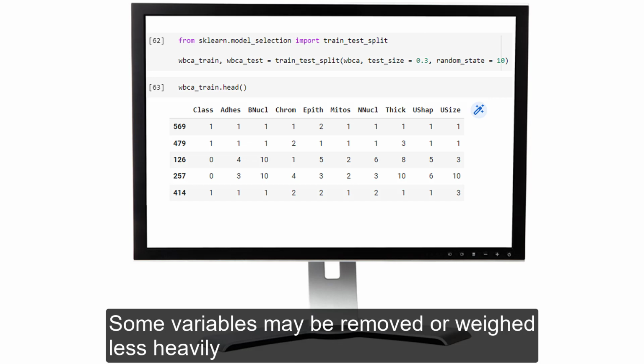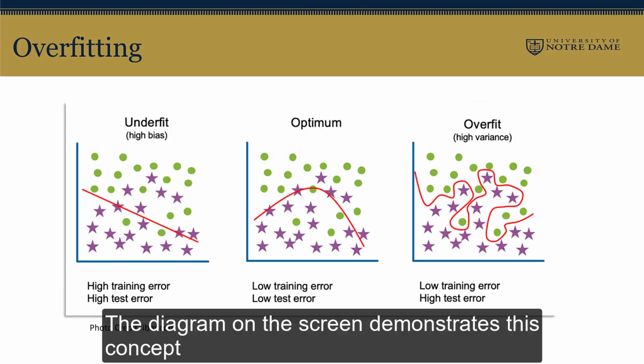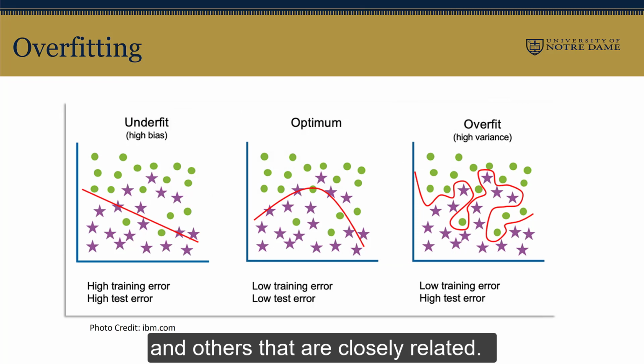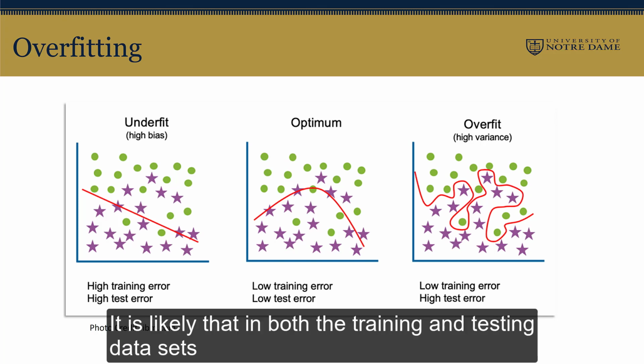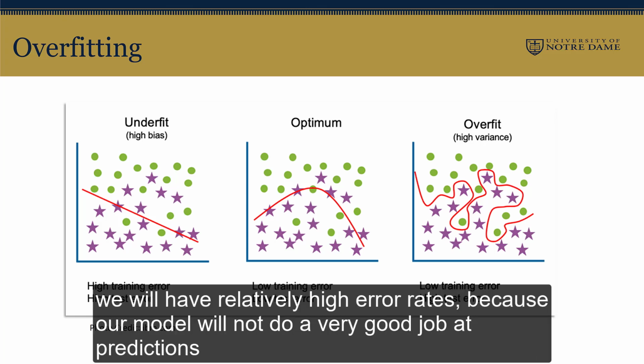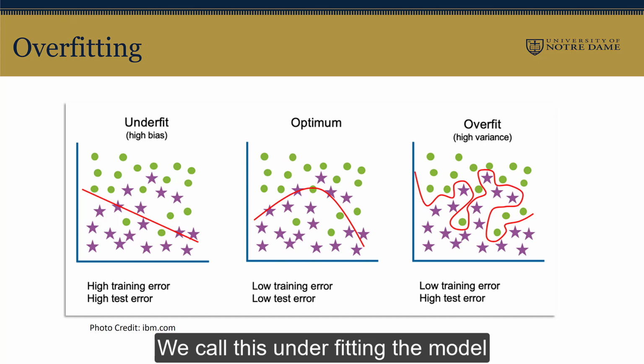Some variables may be removed or weighed less heavily after we see how the two results compare. The diagram on the screen demonstrates this concept and others that are closely related. Let's suppose we have only one or two input variables in our model. It is likely that in both the training and testing data sets, we will have relatively high error rates because our model will not do a very good job at predictions with so few input variables. We call this underfitting the model.